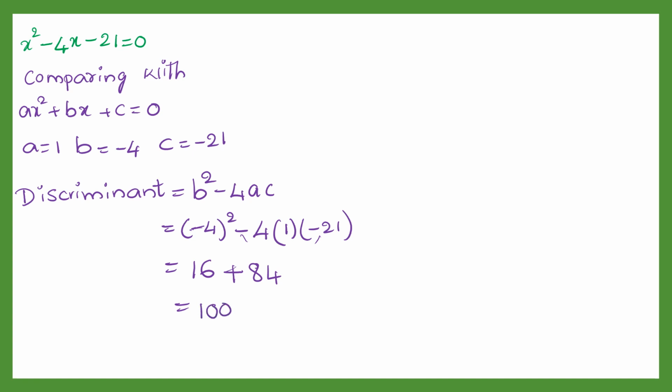So the discriminant b square minus 4ac is greater than 0. So you will get 2 distinct real roots.